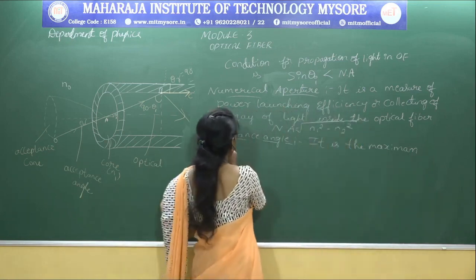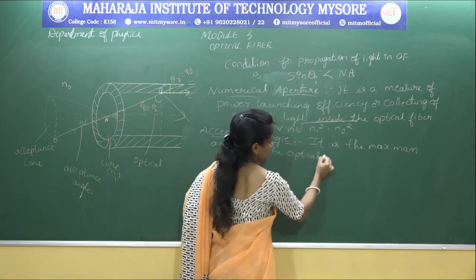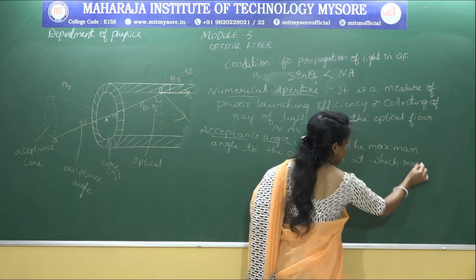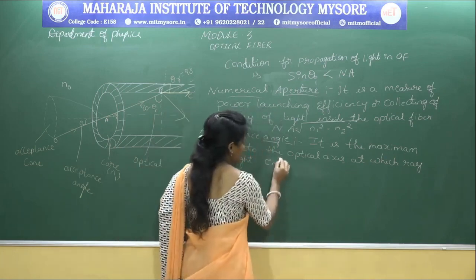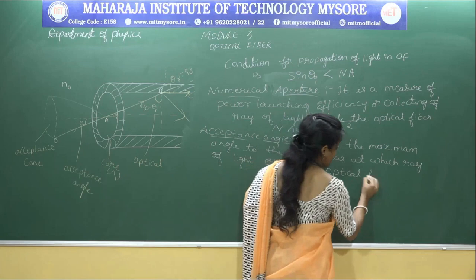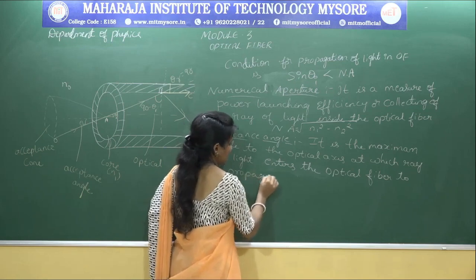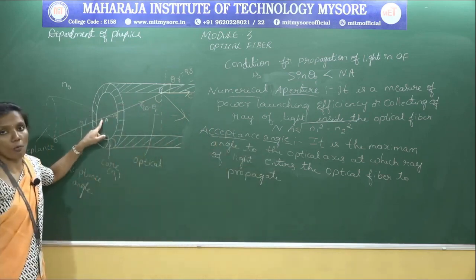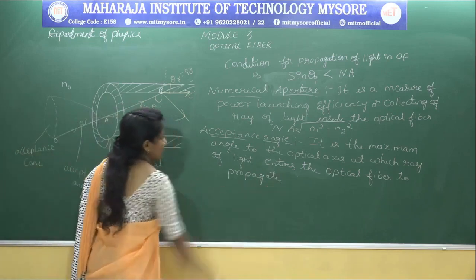So it is the maximum angle to the optic axis at which a ray of light enters the optical fiber to propagate. So that is nothing but the acceptance angle.